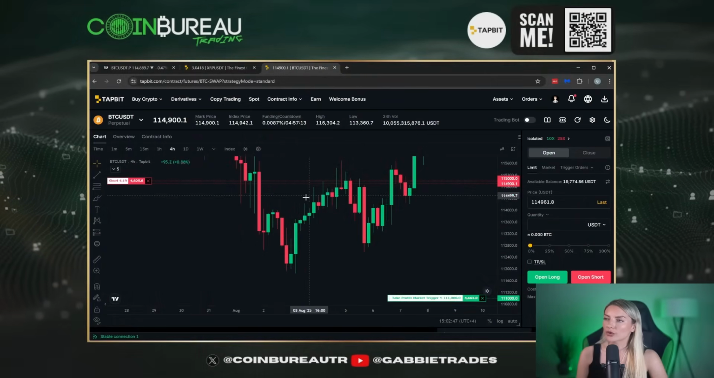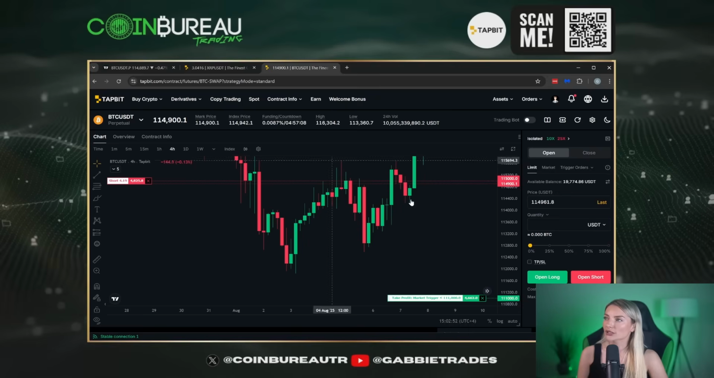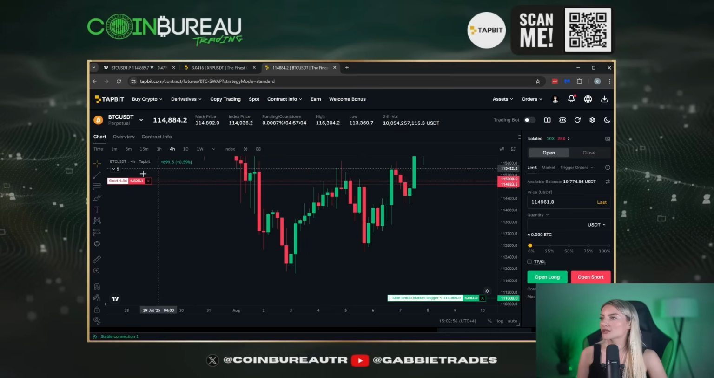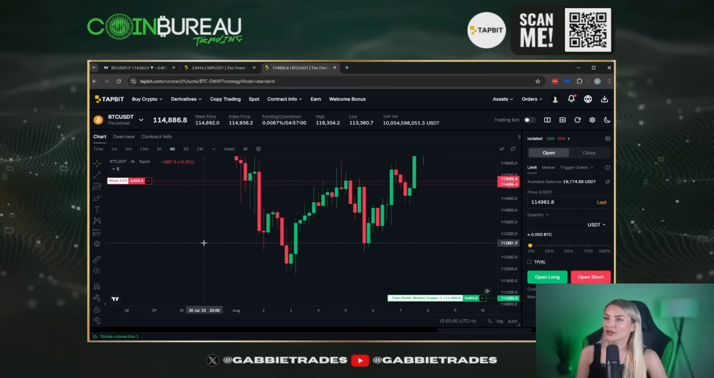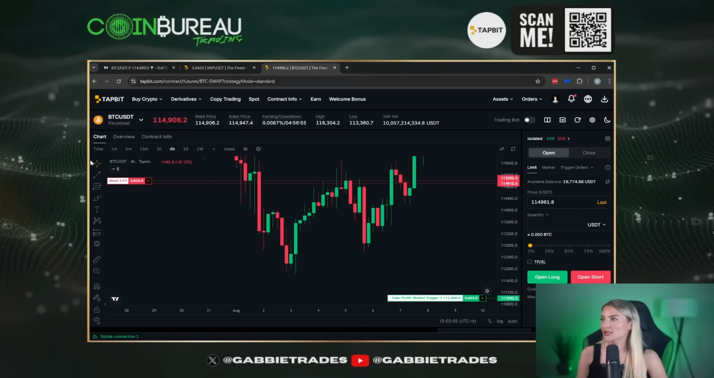All right, traders. So for this example, we're going to be using Bitcoin, and I'm going to show you real quick how you can use it directly on the Tabbit exchange, for example, which I'm using to trade at the moment. So yes, I do have some positions open. Don't mind that.